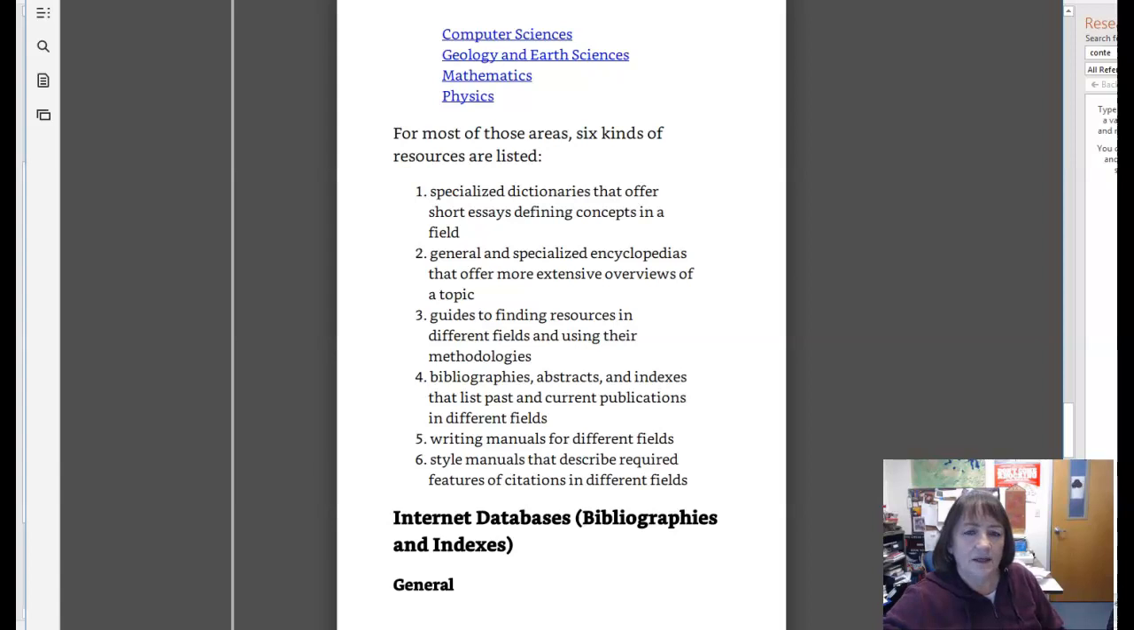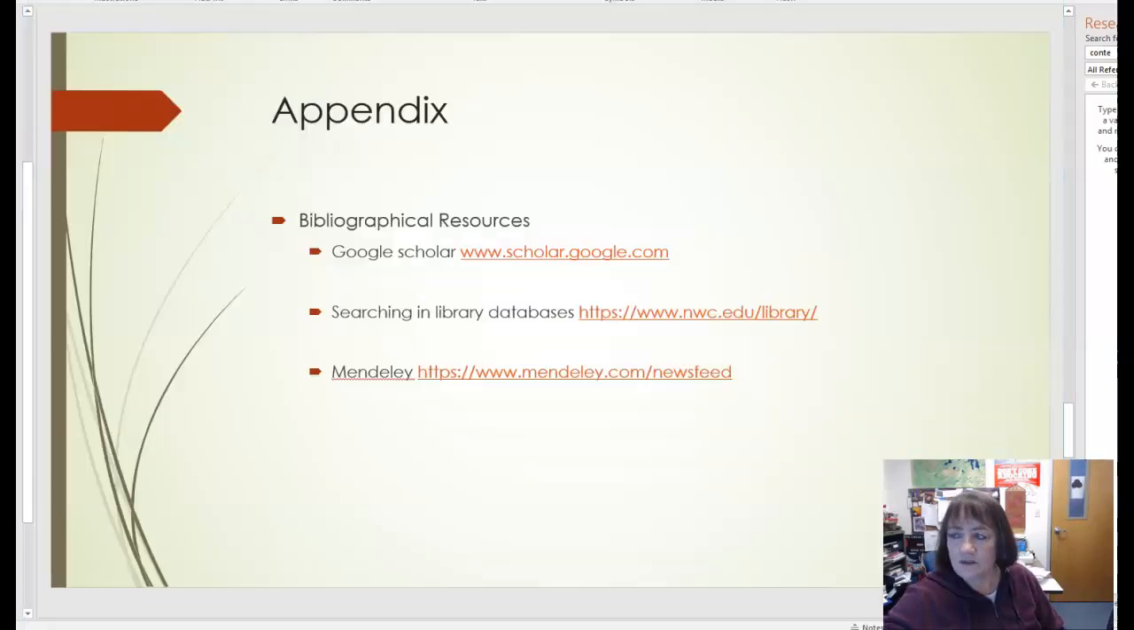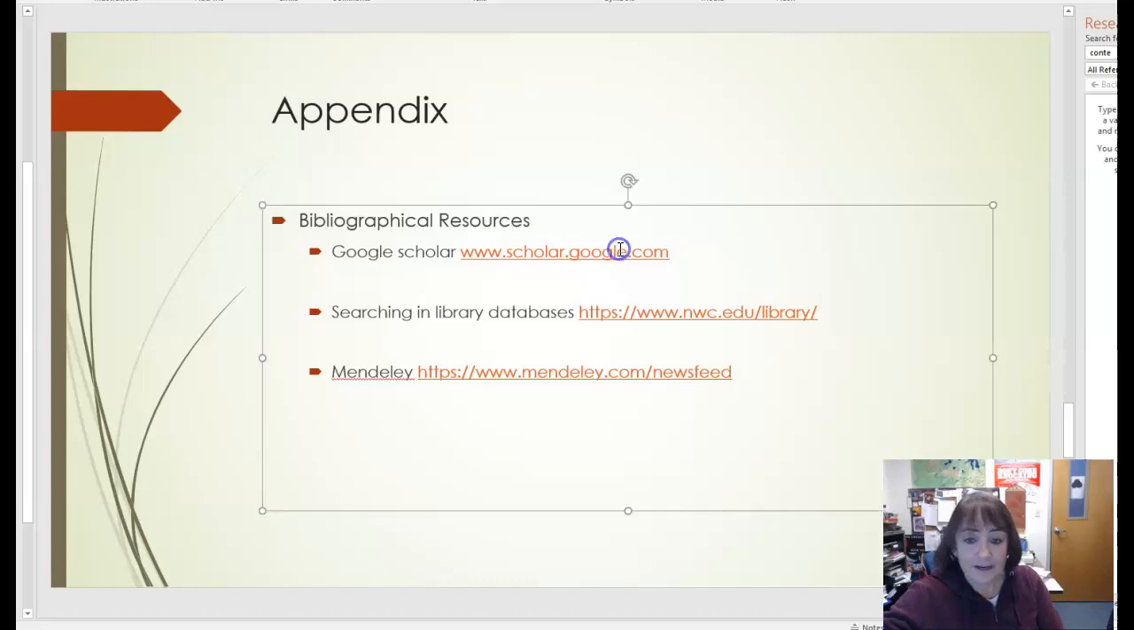But I just broke this down a little bit differently because you have that information available to you. But in terms of bibliographical resources, when I'm doing research, I have a three-pronged process. One is Google Scholar, which is a really great place to start. It's a little bit more scholarly, for lack of a better word, than just regular Google, and it does summarize data from databases in a really nice way.